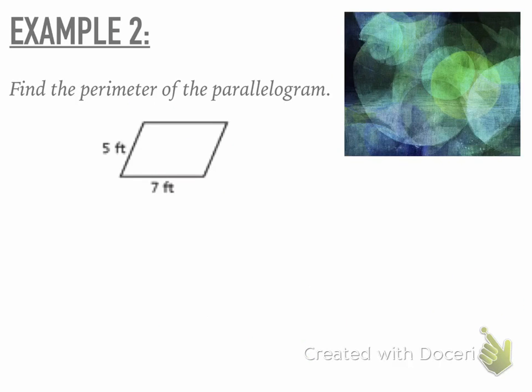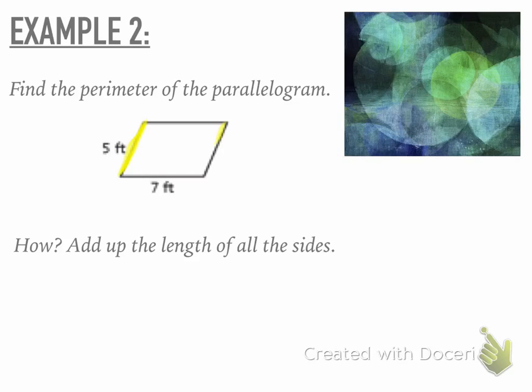Okay, on to example 2. For example 2, we're going to again find the perimeter, but this time it's of a parallelogram. So we need to notice that these angles are not perfect right angles, but we can still figure out the perimeter by adding up all the sides. So we've got one side that is 5 feet, and we know that the corresponding side for that is over here, so this one is also going to be 5 feet.